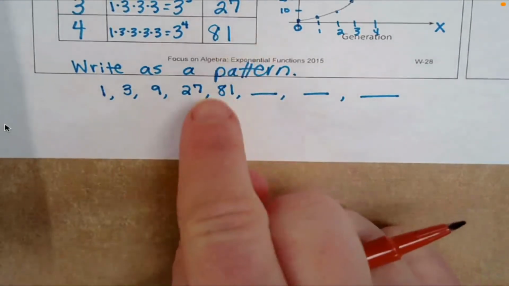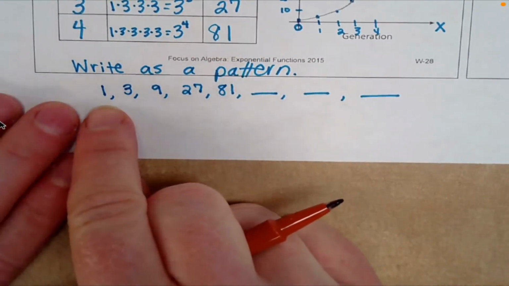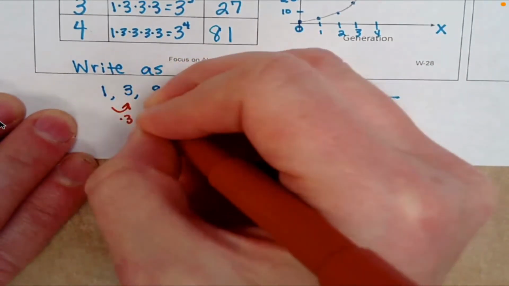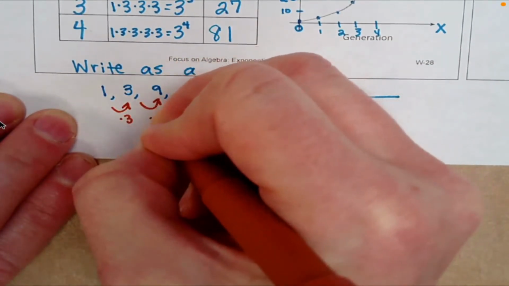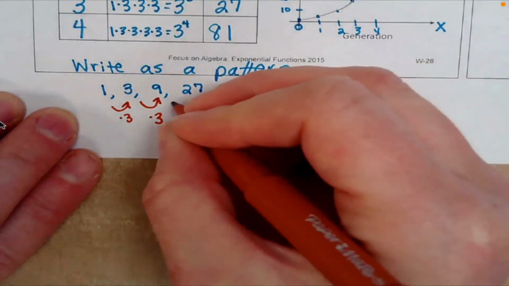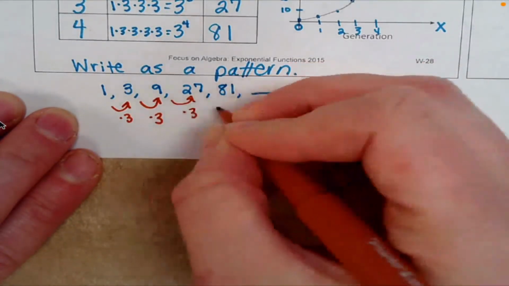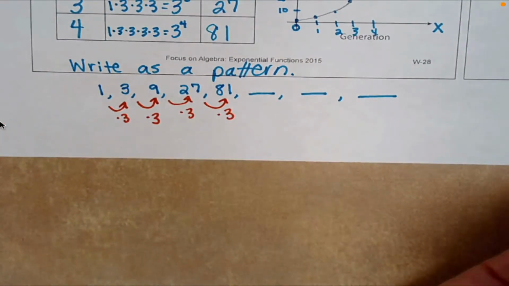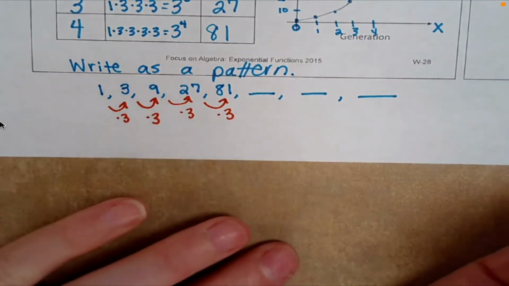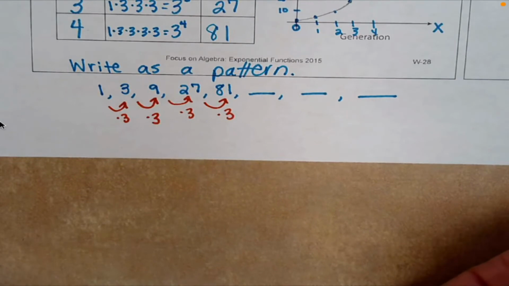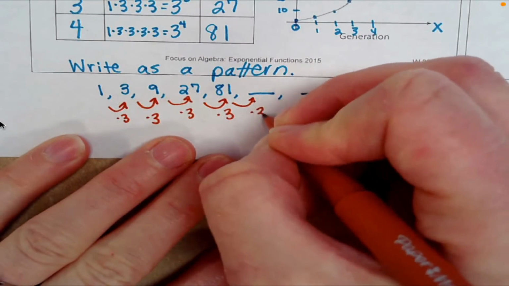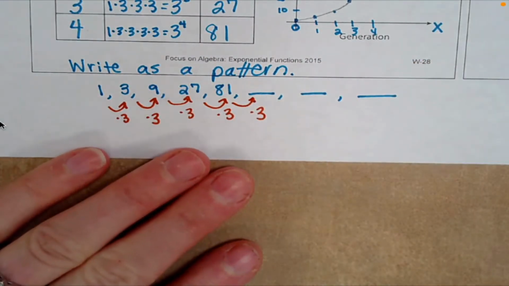All right, so let's look and see what is the pattern. Times 3. Times 3. So I want you to go ahead and write the pattern down at the bottom. So to find the next number in the pattern, we're going to multiply times 3. And what do we get? 243. Okay.